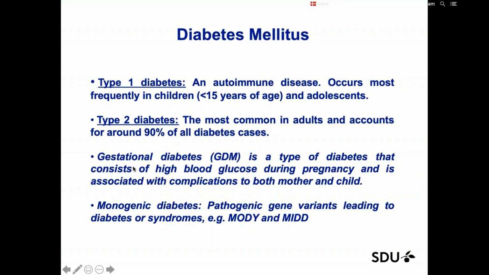Thirdly, we also have gestational diabetes, which is a type of diabetes that consists of high levels of blood glucose during pregnancy and is associated with complications to both mother and child. Lastly, I will also mention monogenic diabetes, which is any pathogenic gene variant leading to diabetes or syndromes, for instance, MODY or mitochondrial diabetes. In MODY, you will have an impaired insulin production. In mitochondrial diabetes, you will have a mutation in the mitochondrial DNA, which leads to diabetes.